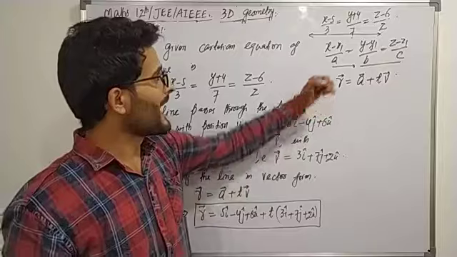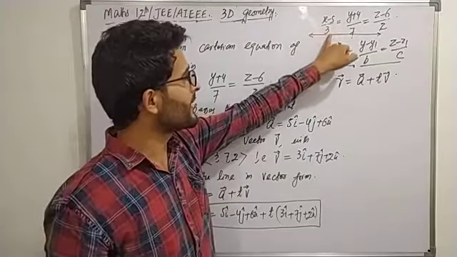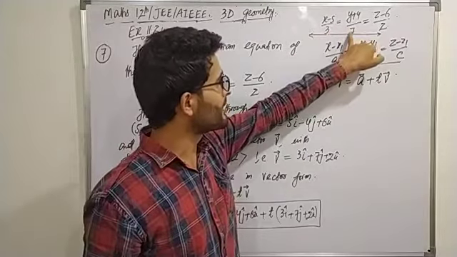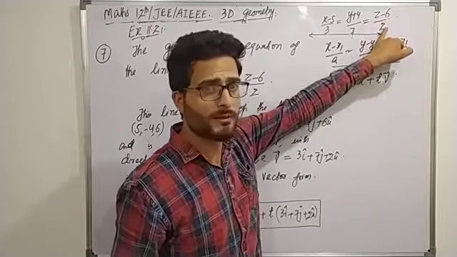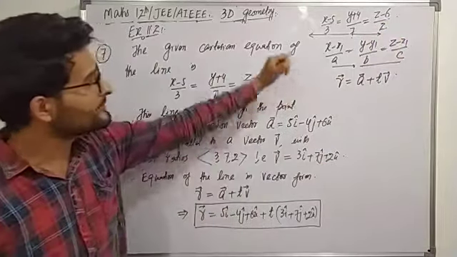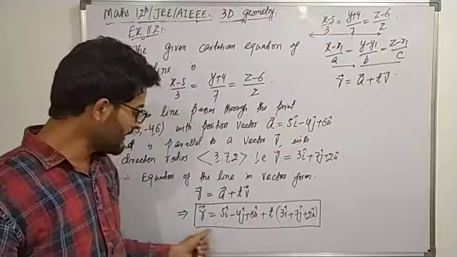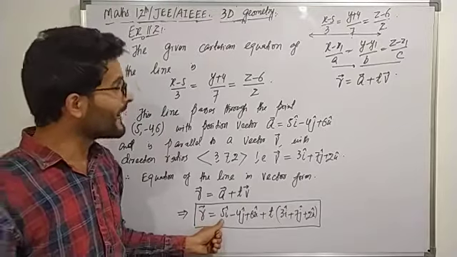So, if a line has the Cartesian equation x minus 5 divided by 3 equal to y plus 4 divided by 7 equal to z minus 6 divided by 2, then the vector equation of that same line would be r vector is equal to 5i.